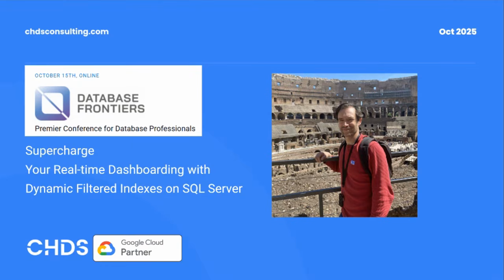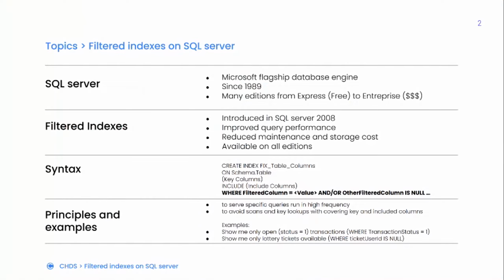First of all, I wanted to tell what a filtered index is. It's similar to a partial index in Postgres, if you know Postgres better. SQL Server has been a flagship database engine since 1988, 1989, and the filtered index was introduced in 2008. It appears in all editions from Express to Enterprise. As you can see here, the syntax is very easy. It's like a normal B-tree index with the key columns and the include columns, but there's a where clause.